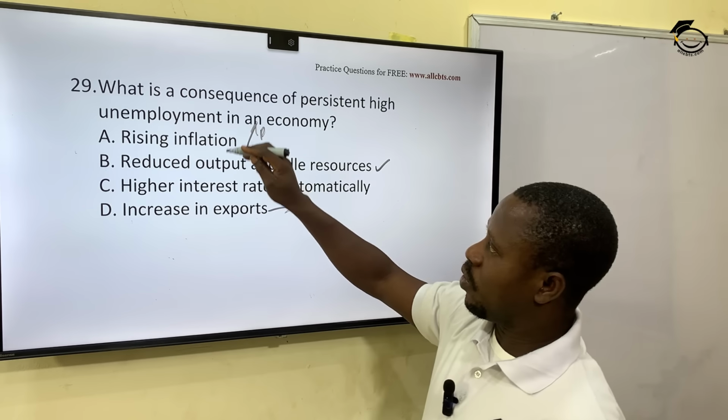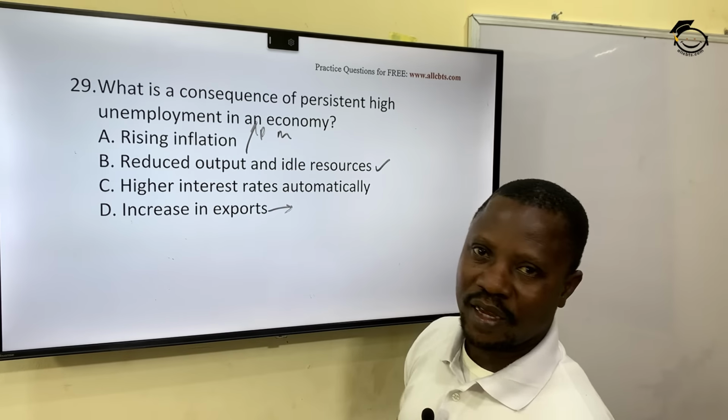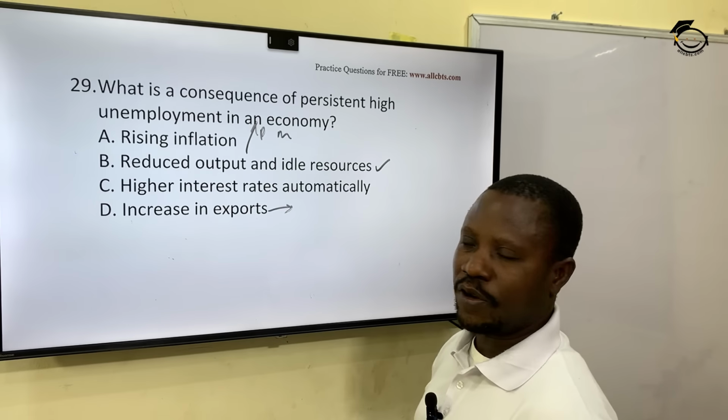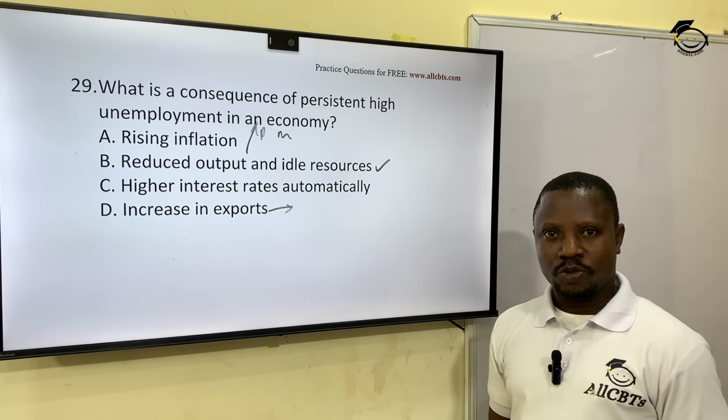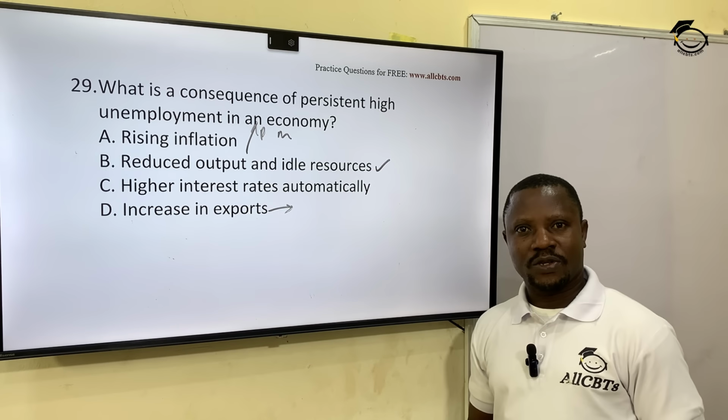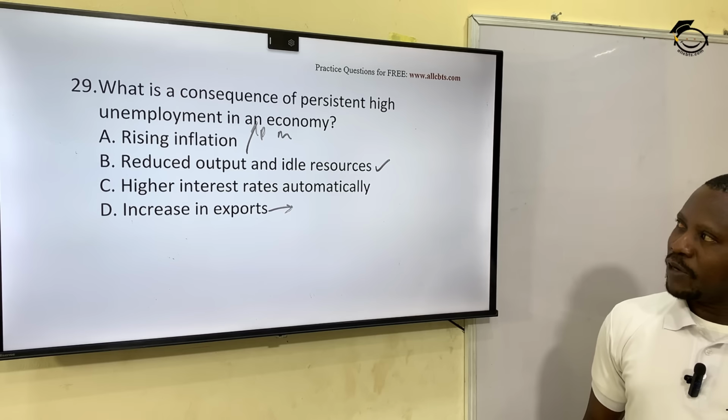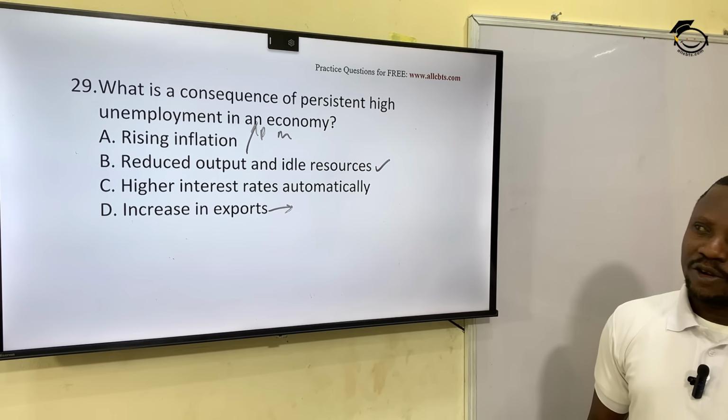How can it be high inflation? When they don't have a job, where would they get money to buy? It is when there's plenty of money that there's inflation. So the correct answer is what? B. The output will reduce because fewer people are working and many resources will be idle because people that are supposed to make use of these resources are not being engaged.